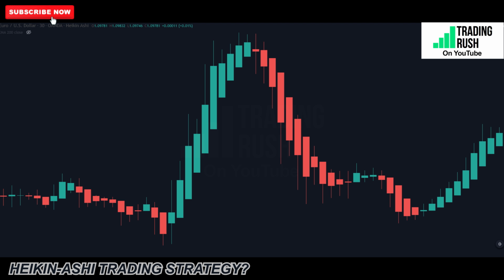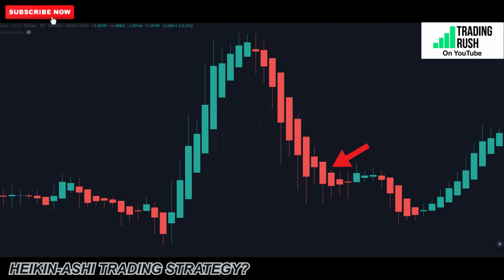And if a Heikin Ashi candle has no higher shadow, it indicates a strong downtrend. Furthermore, if a Heikin Ashi candle is red in color, it indicates a downtrend. Like I said, size of the candles also matters. If the red candle is bigger in size, it indicates a strong downtrend. And if the red candle is smaller in size, it indicates a weak downtrend.